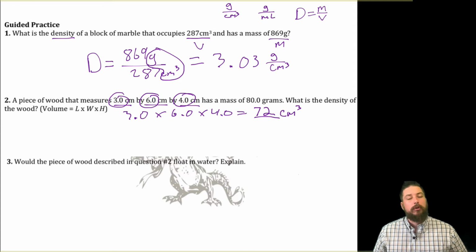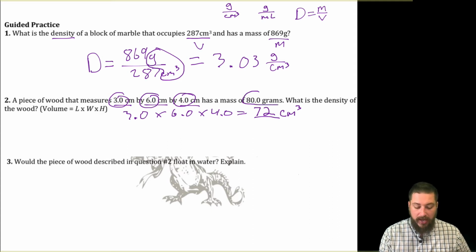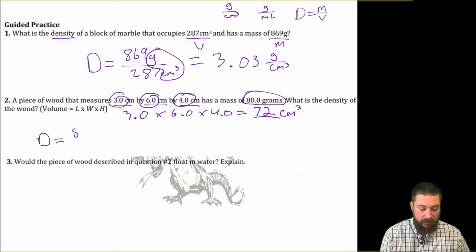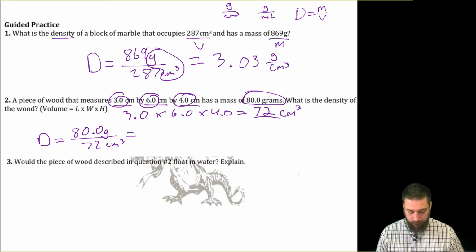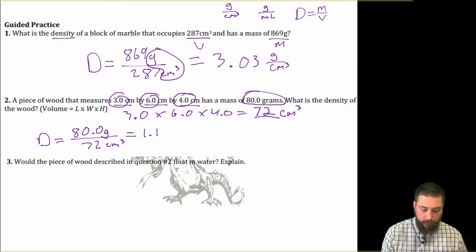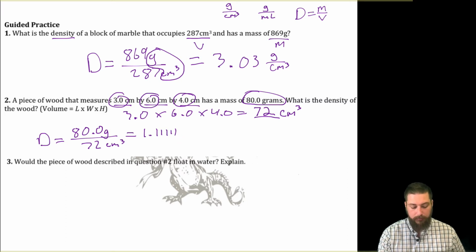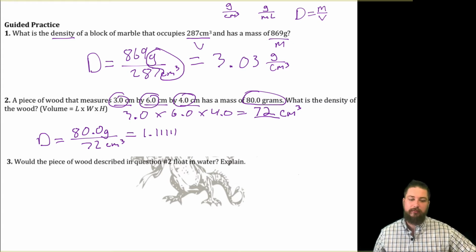We can now use the volume and then we can use the mass to determine the density, because we know density is equal to the mass divided by the volume. And so we have 80.0 grams divided by 72 centimeters cubed. And when you type that into your calculator, you end up with 1.11111, and so on.